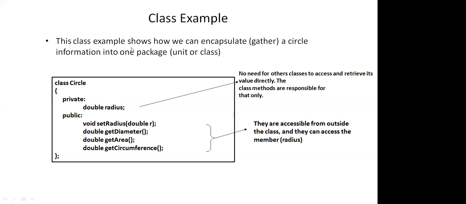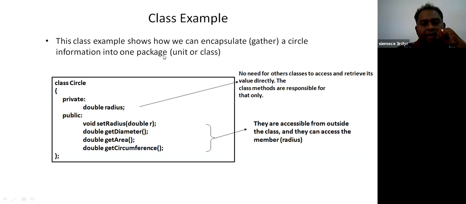Now we have gathered the circle information into one package, that is the class. This is the data member, that is the radius, and these are the member functions: void setRadius, getDiameter, getArea, and getCircumference. We are going to use this data member to perform these operations. These methods will have their own implementation, but they will work on this data member only.